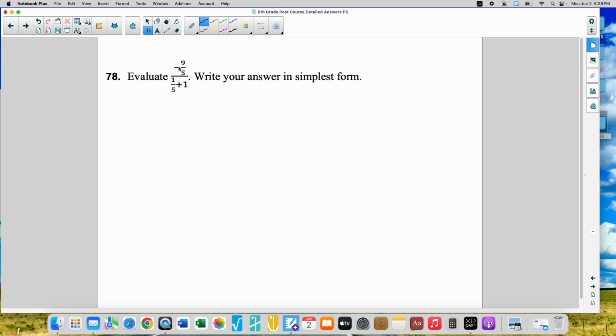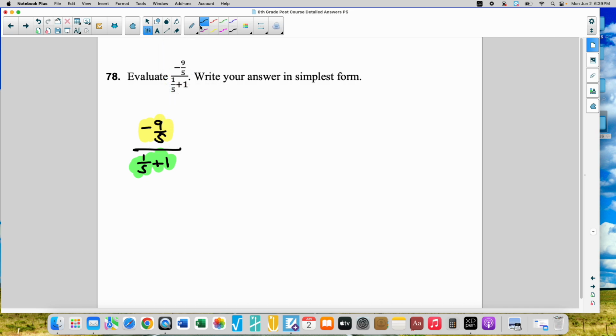Ooh, I love this. So this says negative 9/5 over 1/5 plus 1. This is pretty advanced for 6th grade. So we need to understand this. This is what we call a vinculum. A vinculum means that we have to simplify the numerator and the denominator first. So the numerator is already simplified, but we need to simplify the denominator before doing the division.